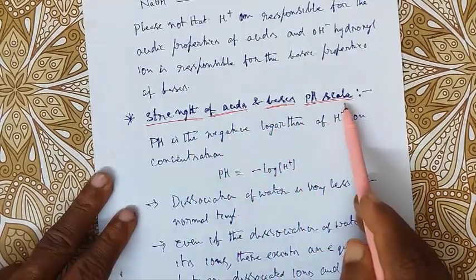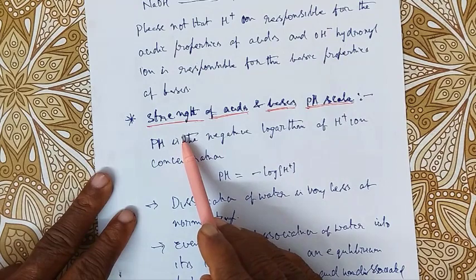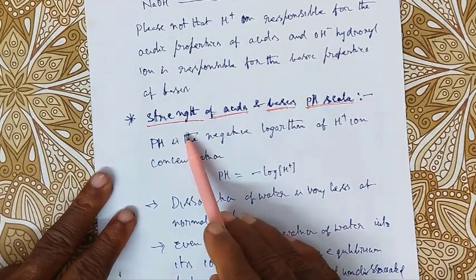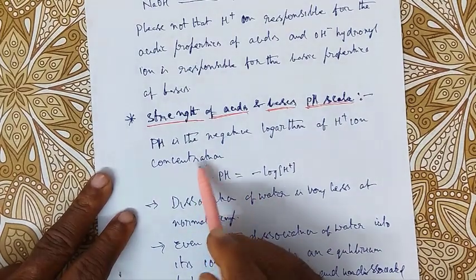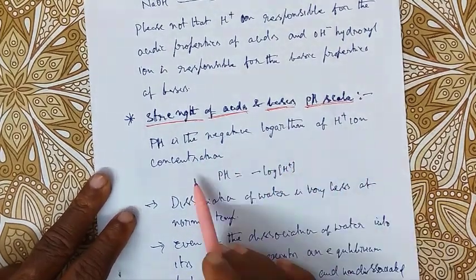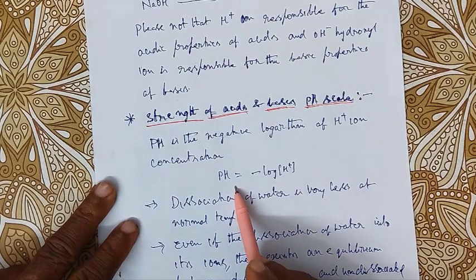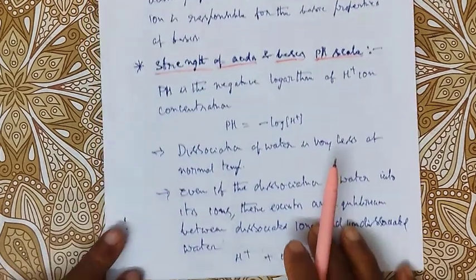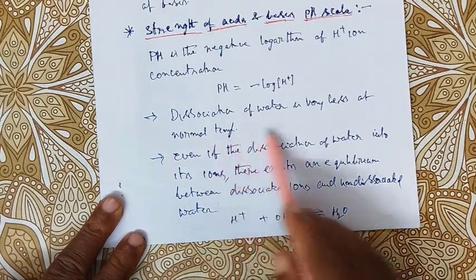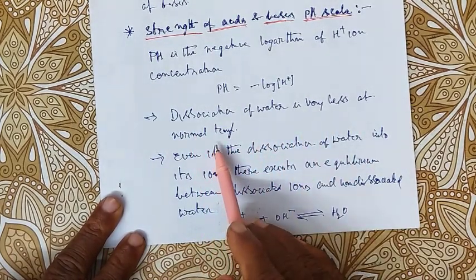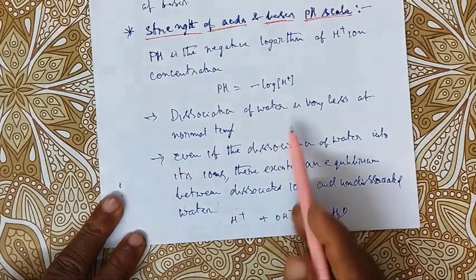Strength of acids and bases, and the pH scale. pH is the negative logarithm of H+ ion concentration. So pH equals minus log [H+]. Dissociation or ionization of water is very less at normal temperature. Normal temperature is 25 degrees centigrade.